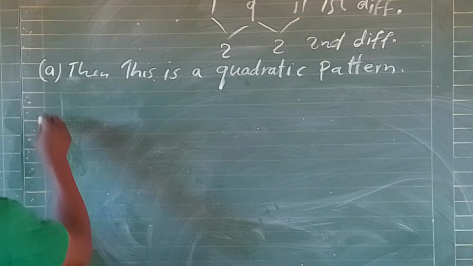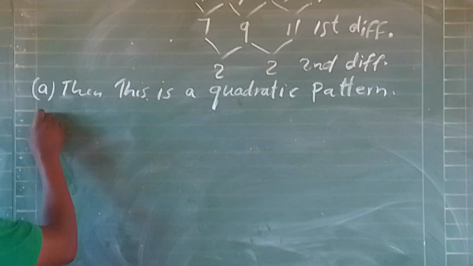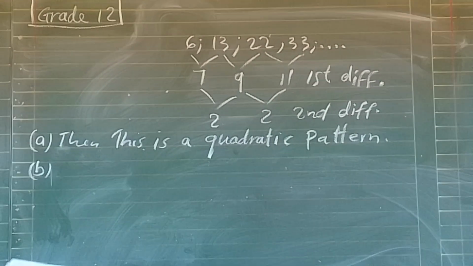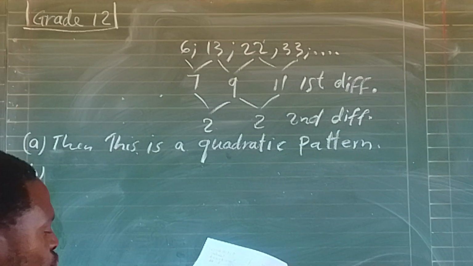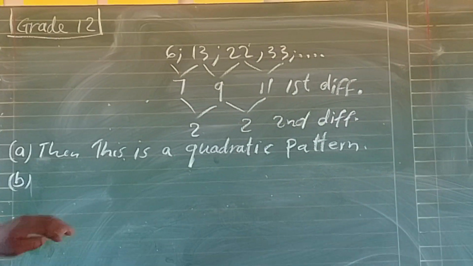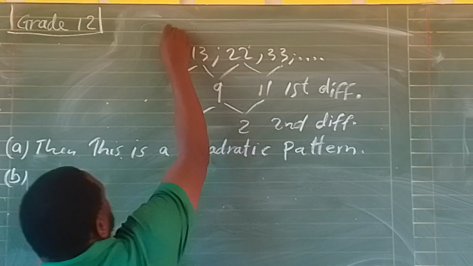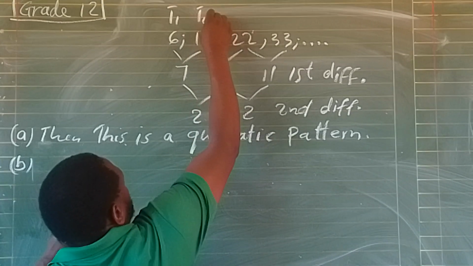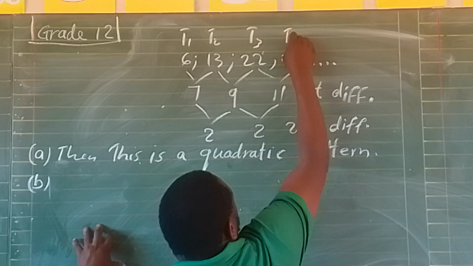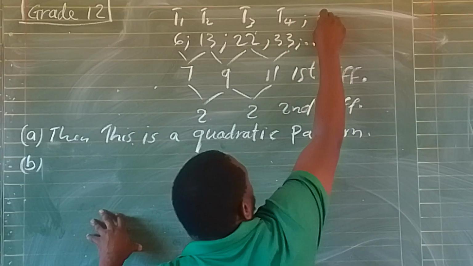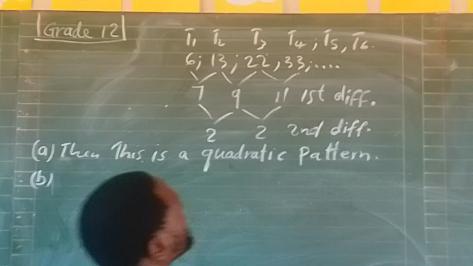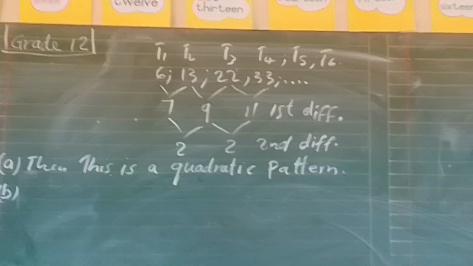Right. Question B wants us to write down the next two terms of the number pattern. The next two terms are term 5 and term 6. So they want us to find T5 and T6.